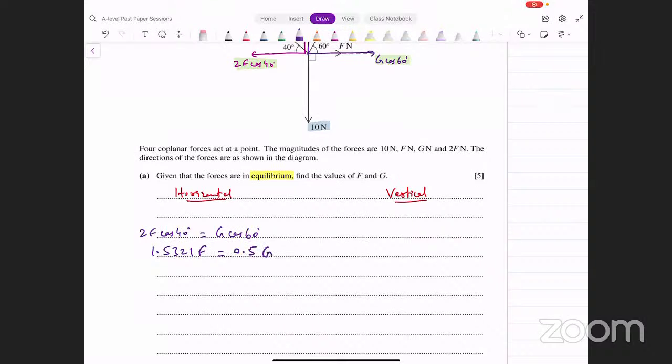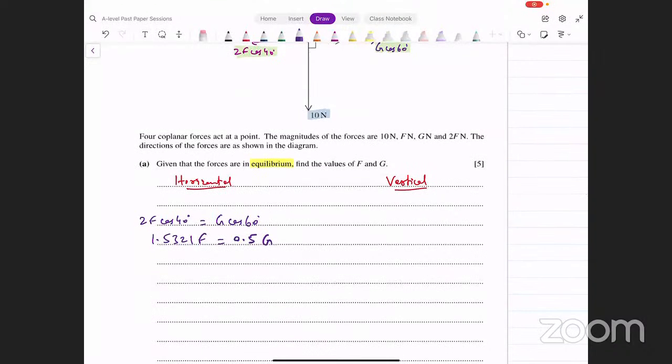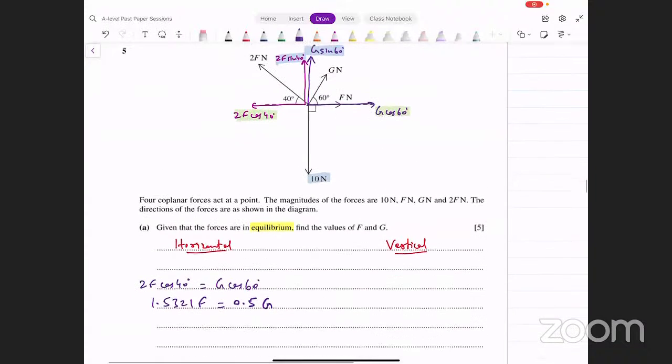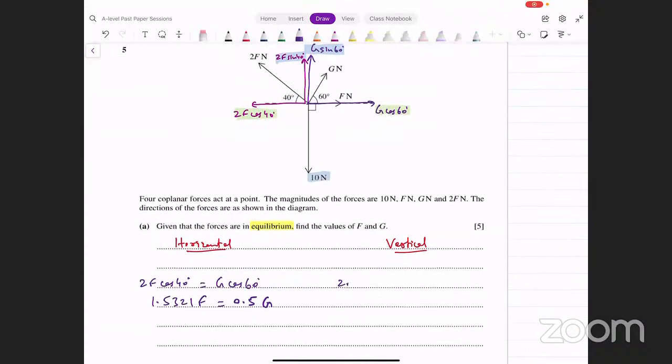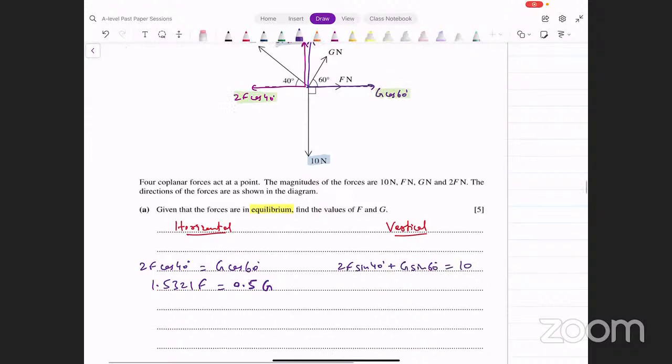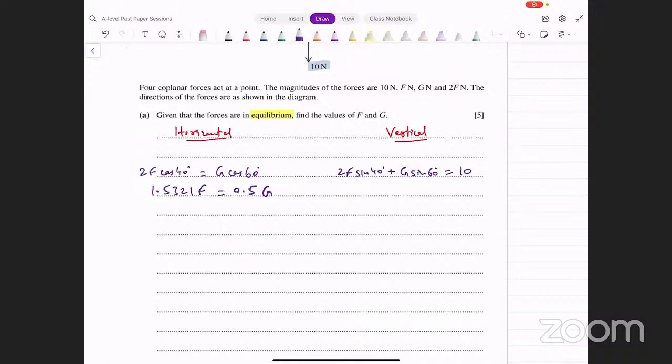ठीक है, ये एक relationship आ गया. Let's actually write down the other equation as well. Vertical forces को equate कर दें. Upward forces are 2f sin 40 plus g sin 60. That equals 10. ठीक है, let's evaluate this. 2 into sin 40. That gives me 1.2856 f plus sin 60.